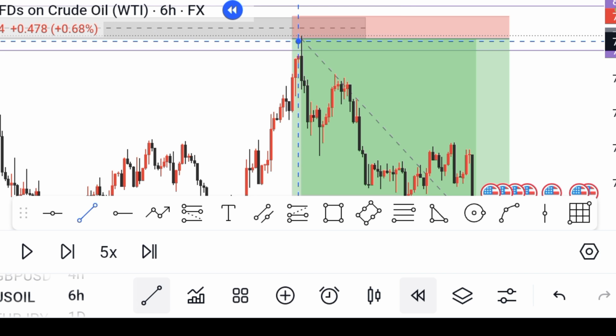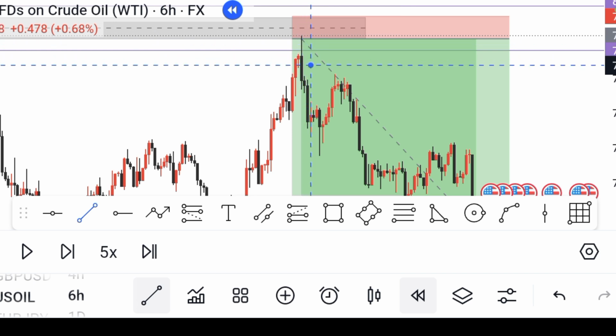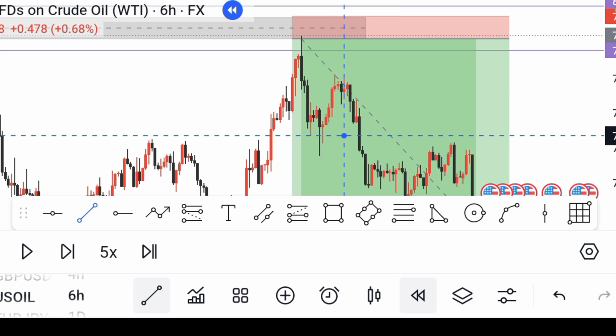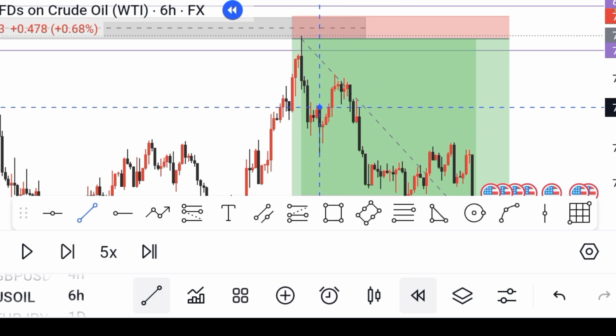So I just go in small and then set my stop orders. Price is going in my direction, and I start banking on those trades. So I think this is the 6 hours time frame.